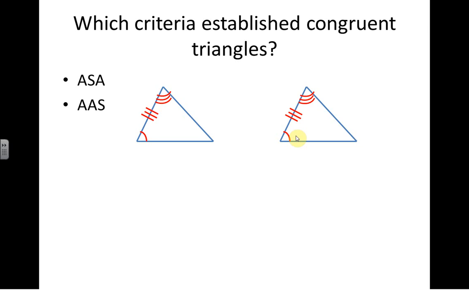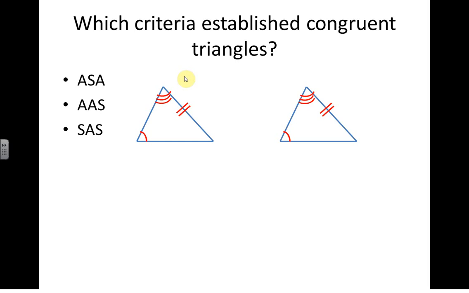Now let's talk about angle, angle, side. So again, two angles and a side, but in this case the side has to be only touching one of the angles. So it wouldn't be the side here. In this circumstance with these two angles, it would be this side or this side, because either of those sides are only touching one angle at a given time. So that's what angle, angle, side would look like.